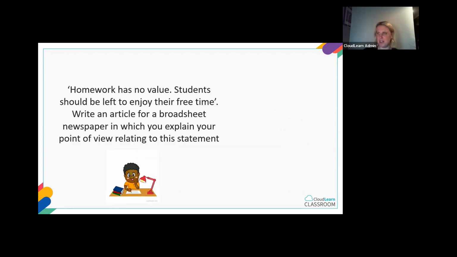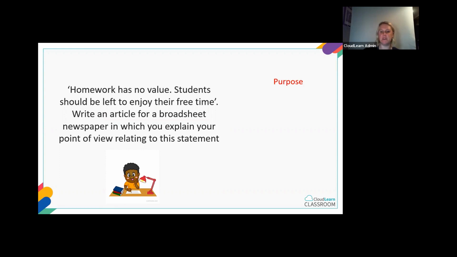Homework has no value. Students should be left to enjoy their free time. Write an article for a broadsheet newspaper in which you explain your point of view relating to this statement. So a broadsheet newspaper, a very serious newspaper, and you're going to write an article explaining your point of view. You might agree with this statement, you might disagree, you might be on the fence, you might consider both sides. What's the purpose of this writing?